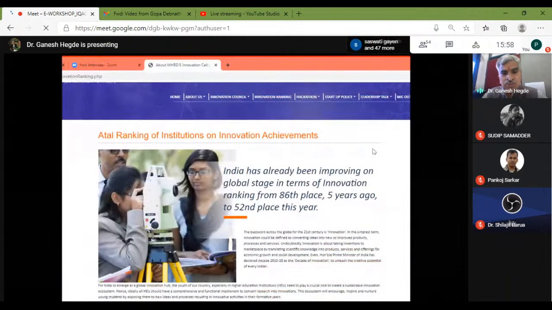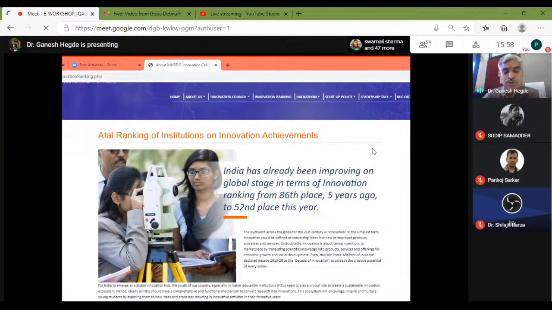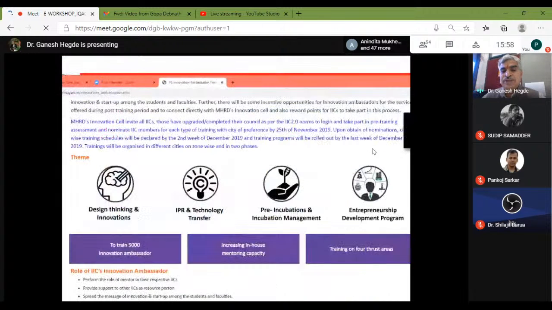So what India would like to do is, in the next 2 years down the line, the Government of India is promoting innovations in higher education institutions, including universities and colleges, wherein the Atal ranking is one of the things they are looking at. Within 2 to 3 years, India should become one of the top 20 in innovations in the global scenario.